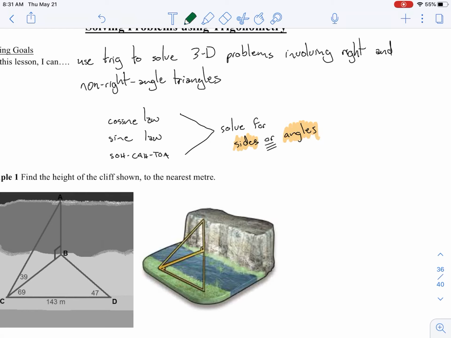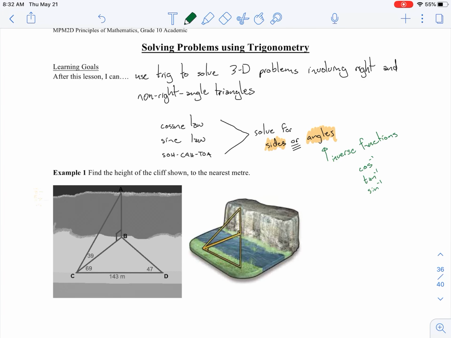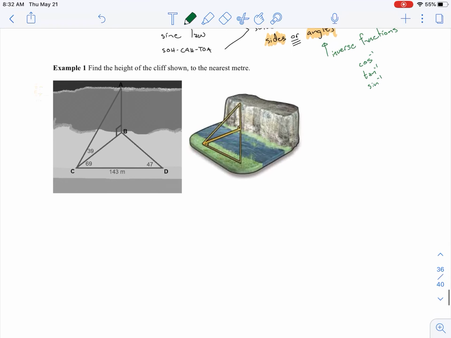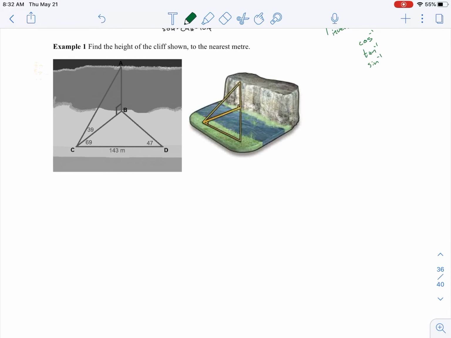We know solving side lengths is generally slightly easier, one less step. When we solve for angles, we have to use the inverse functions. That looks like cosine inverse on your calculator, or tan inverse, and of course sine inverse. If you know how to solve for both sides and angles using cosine law, sine law, and SOHCAHTOA, you have figured out a lot of the trig we've done so far. You'll be in good shape.